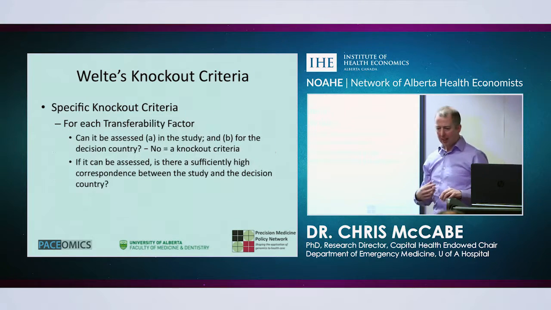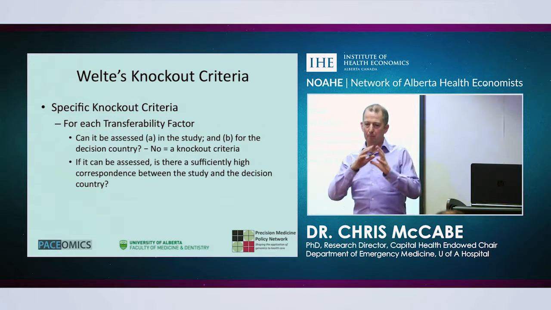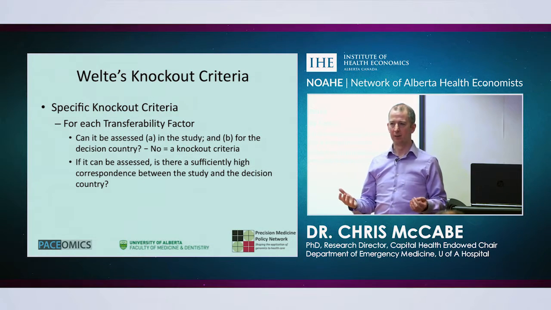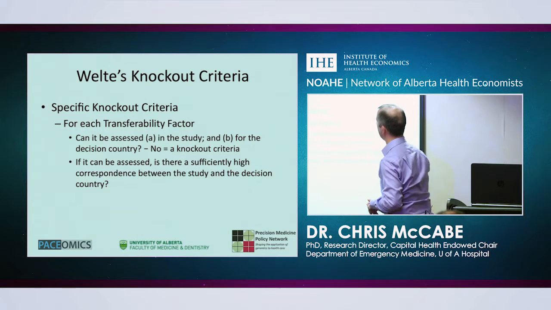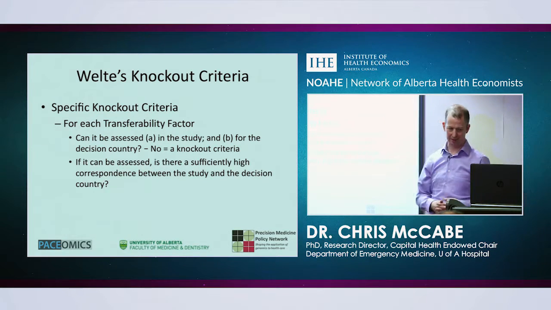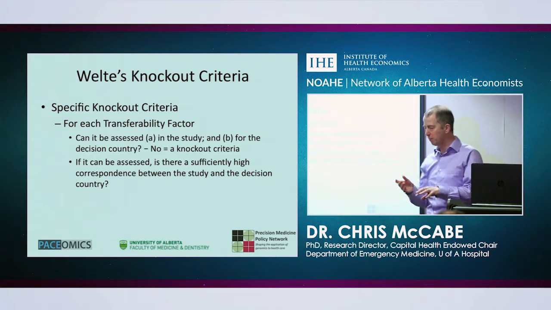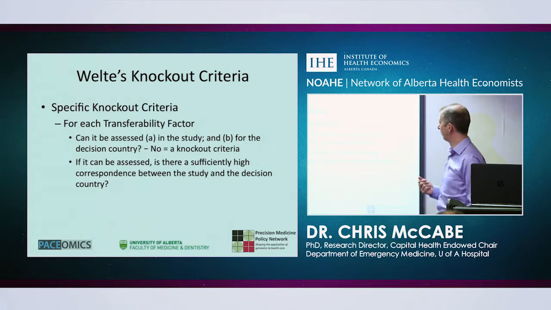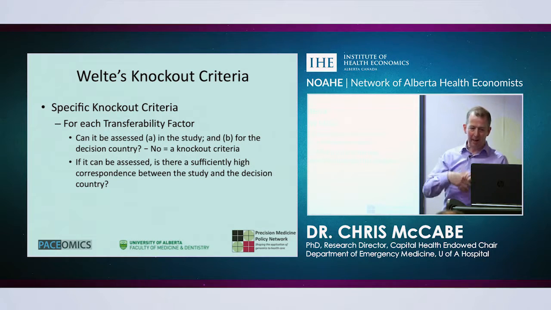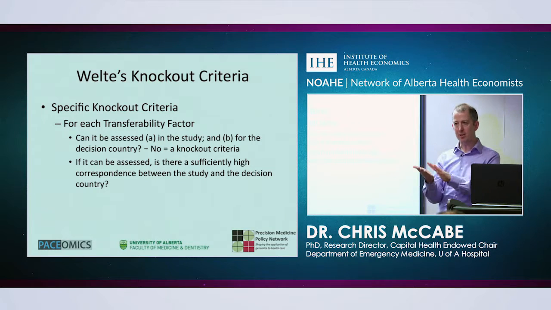The question is, when a study is about something that passes the knockout criteria, but you still don't know whether you really use it. And so they talk about specific knockout criteria, where each transferability factor can be assessed, or the study can be assessed against each transferability factor. And you assess it, how it is in the study and how it is in the decision setting, the decision country. If you can't assess it for either of those, then it's a no, because you don't know that it's relevant. So this is a risk-averse position.